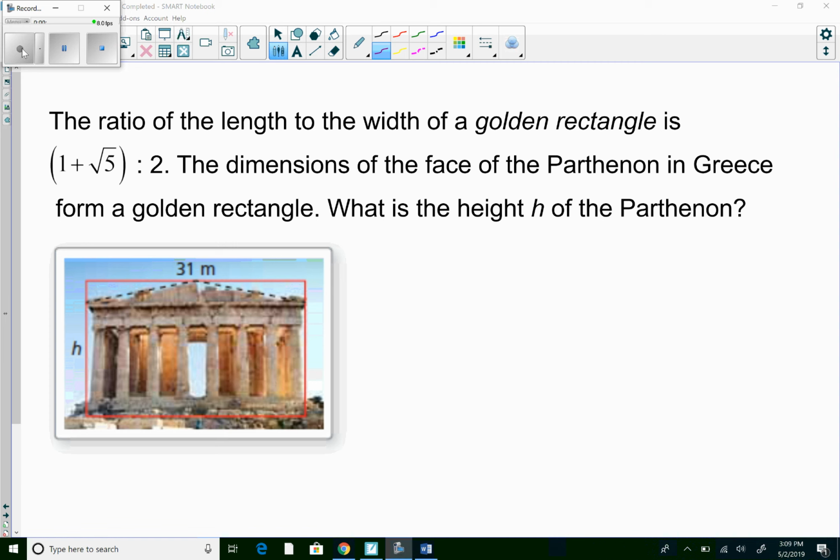We are finishing up with section 9.1 today, which is properties of radicals. Okay? And honestly, you guys, this stuff today is going to go fairly quickly. So I'm just going to jump right into it.